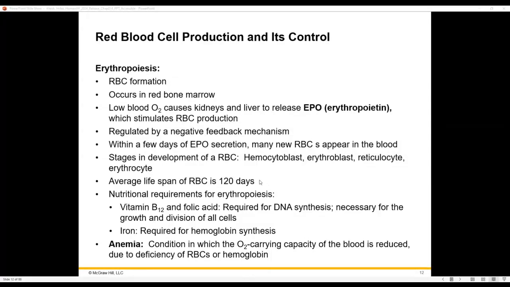The average lifespan of a red blood cell is 120 days because they don't have a nucleus and they don't replicate themselves. Nutritional requirements in erythropoiesis: vitamin B12 and folic acid. These are required for DNA synthesis and necessary for the growth and division of all cells. And then iron. This is required for hemoglobin synthesis. Anemia is a condition in which the oxygen carrying capacity of the blood is reduced, and this is due to deficiency of red blood cells or hemoglobin.